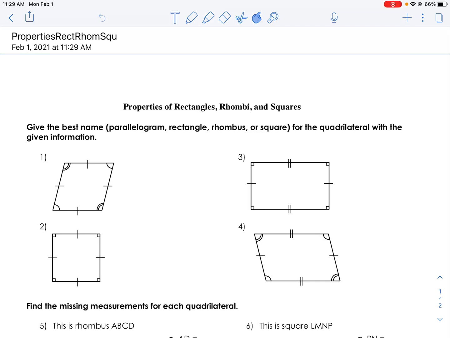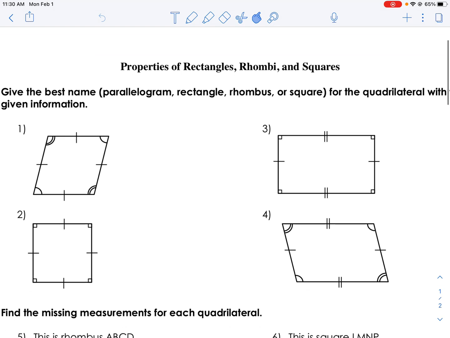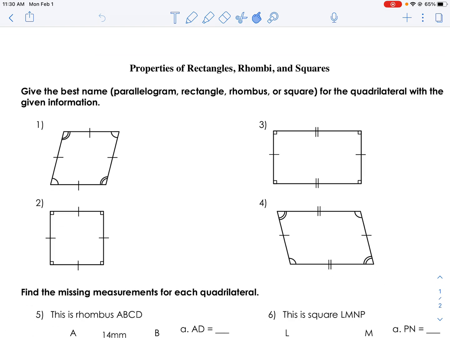All right, guys, hello. So originally I was just going to create a PDF with the answers, but I thought maybe it would be better if I made a video of me going through each of the answers. So here we go. Properties of rectangles, rhombuses, and squares.